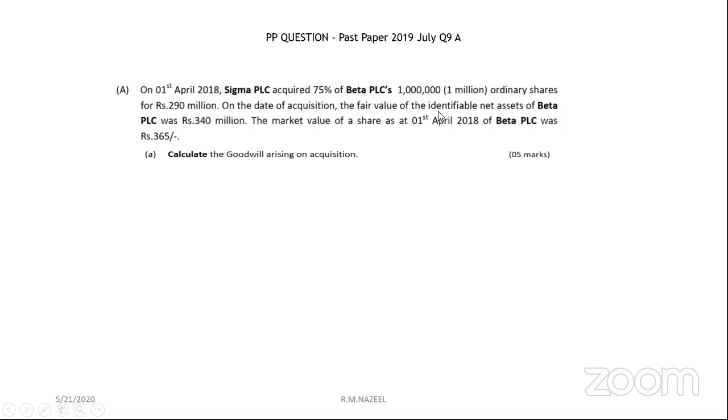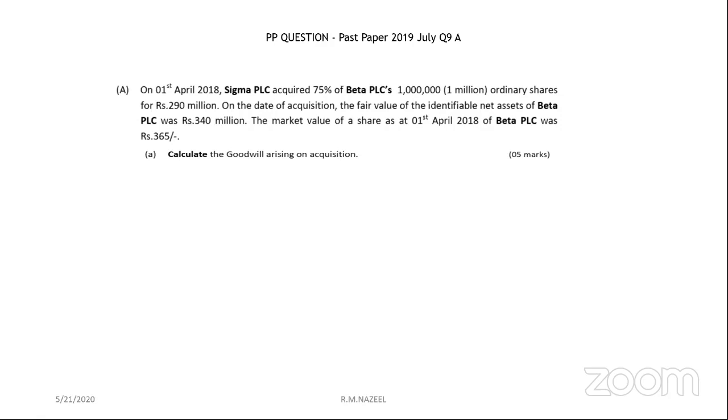On the date, the fair value of identifiable assets of Beta is 340 million. Very simple one. You have been given the net asset value 340 million. You have been given 75% of investment value 290, right? See, this is a tricky point. The market value of the shares at the date of the acquisition of Beta was 365. What triggers you? I told you, the examiner will give you the number of shares in the subsidiary, 1 million. NCI percentage, 25.